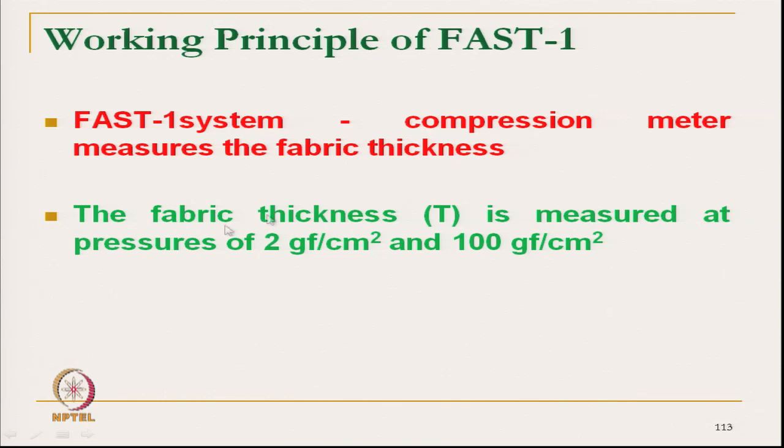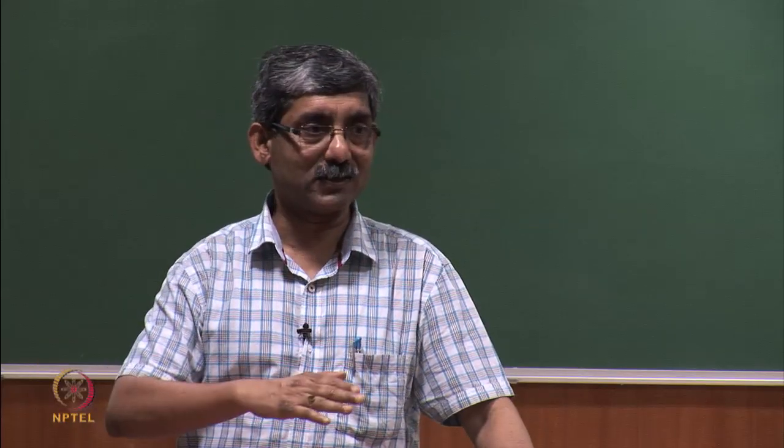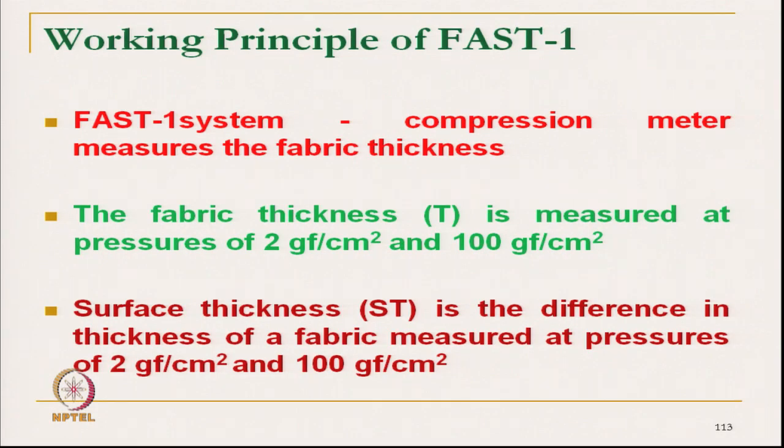The fabric thickness gauge is nothing but a thickness gauge. Fabric thickness T is measured at a pressure of 2 gram force per square centimeter and 100 gram force per square centimeter. At these two different pressures, we measure the fabric thickness, and from there we get an idea of surface hairiness, which is the term, surface thickness.